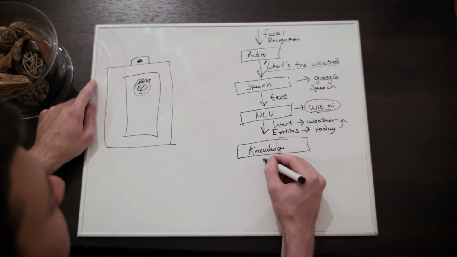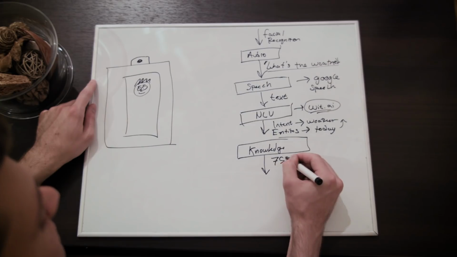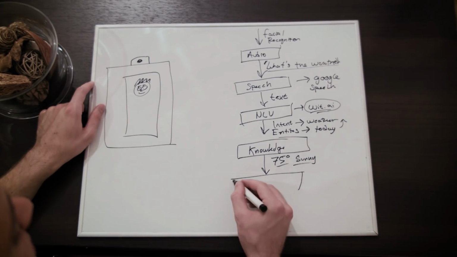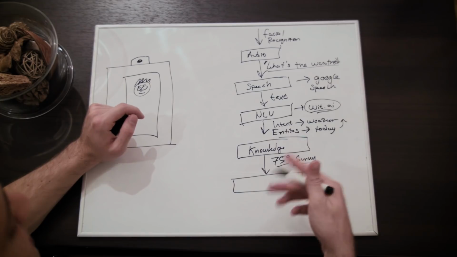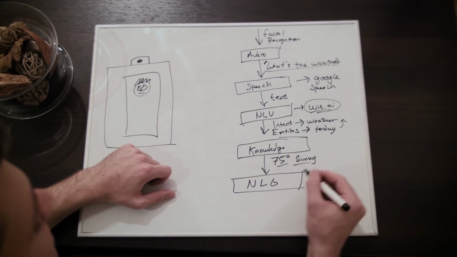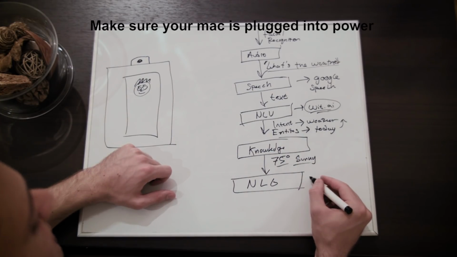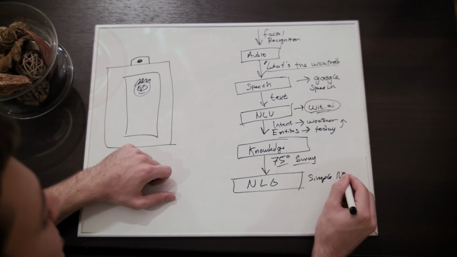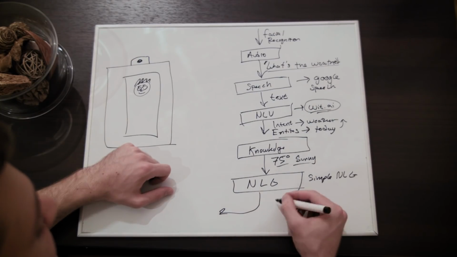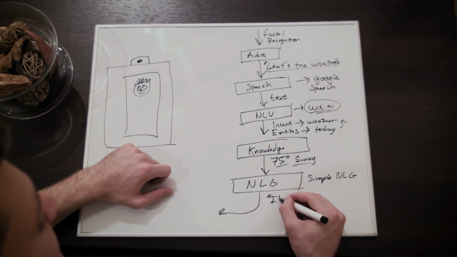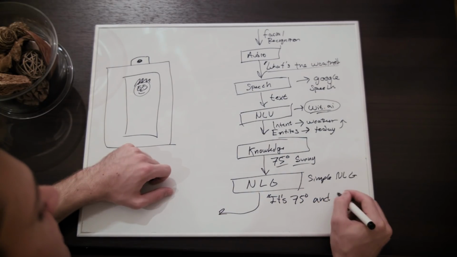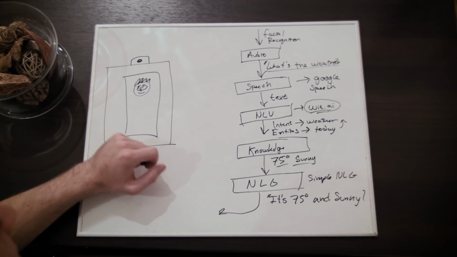Once we have knowledge, so say the weather is 50 or 75 degrees and sunny, we want to convert that to a sentence that actually flows and makes sense. It's like somebody else is saying it to them. So we have another module called NLG, and we're using something called SimpleNLG for this. And this will basically create a sentence. So maybe we say it's 75 degrees and sunny, exclamation mark.